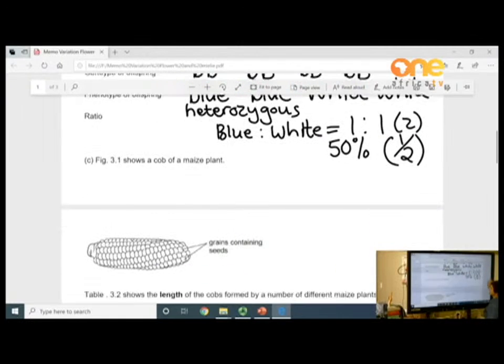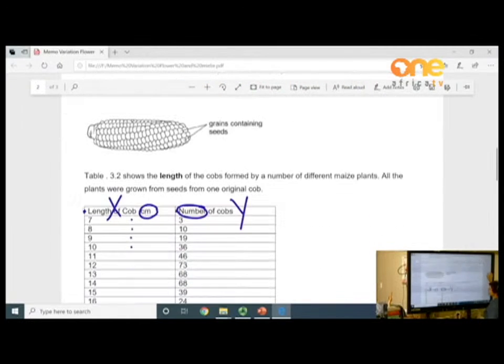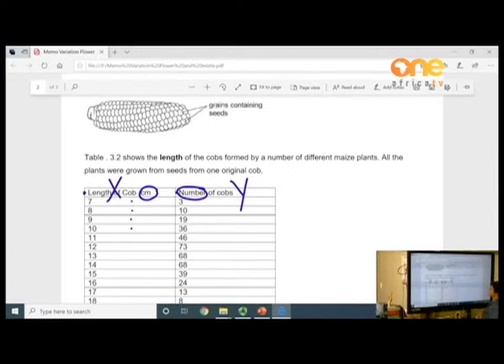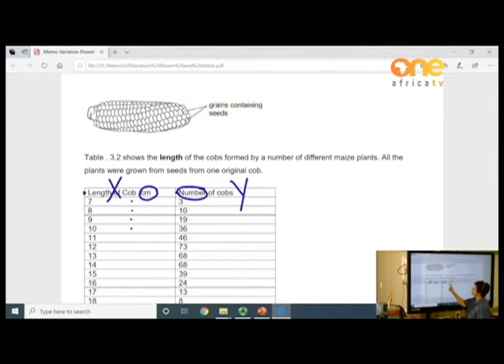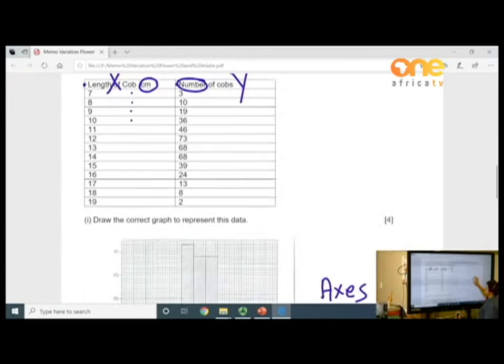Then we have the cobs of a maize plant. And remember, when we draw a graph, this is X, this is Y. This is independent. We had a 7, an 8, a 9 centimeter cob. Then we count how many there were. That was 7 centimeter. 3 of the cobs was 7 centimeter. 10 was 8 centimeter, right?